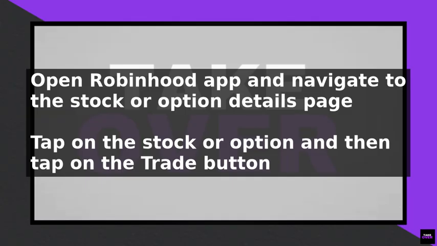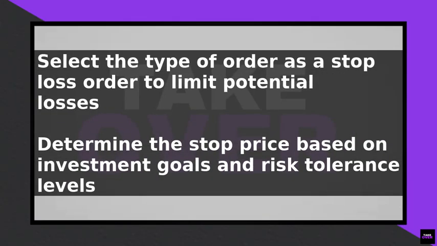First, open the Robinhood app and navigate to the stock or option you want to set a stop loss for. Tap on the stock or option to go to its details page. Then, tap on the Trade button. Next, select the type of order you want to place, which in this case is a stop loss order.